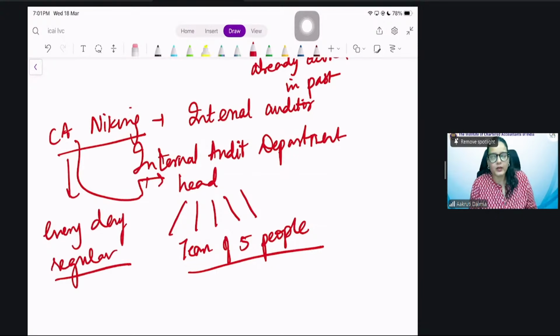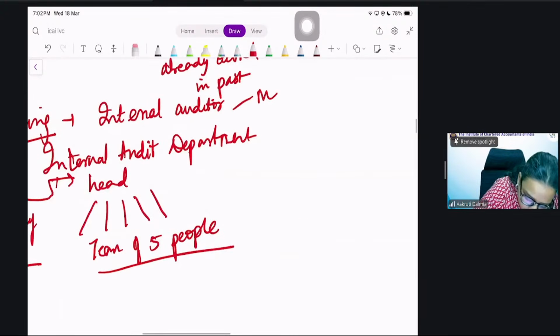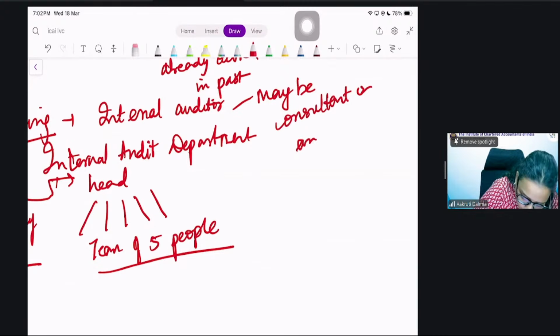So usually CA Nikunj is involved on day-to-day basis with the whole organization. Okay, CA Nikunj knows in detail about the internal control system of the company, yes or no? Because CA Nikunj is doing every day, continuously involved with the company. Internal auditor may be external, may be consultant, or an employee. It depends on the company, okay?